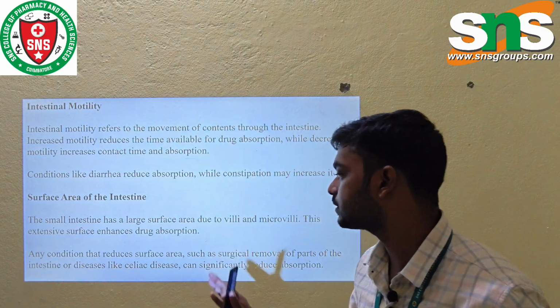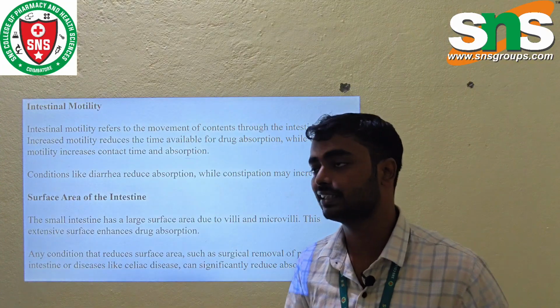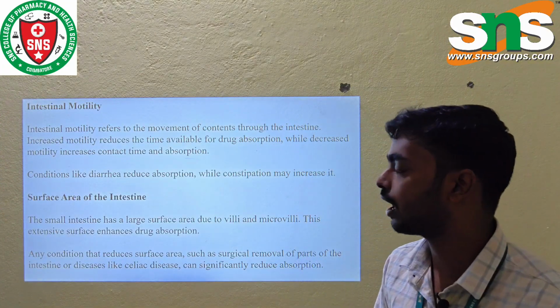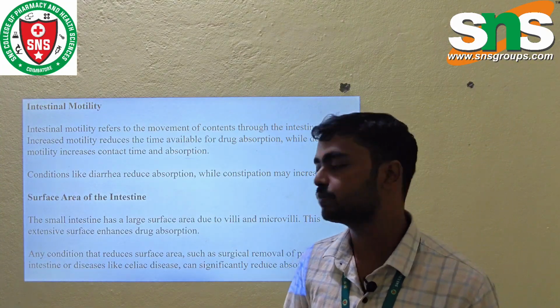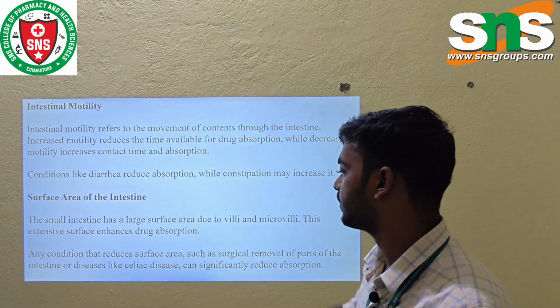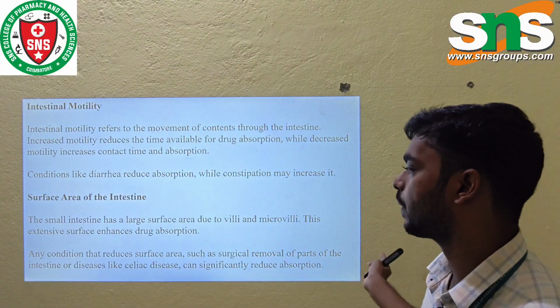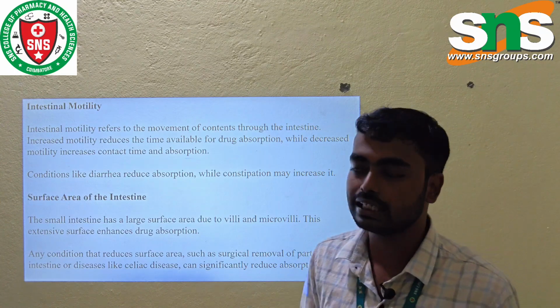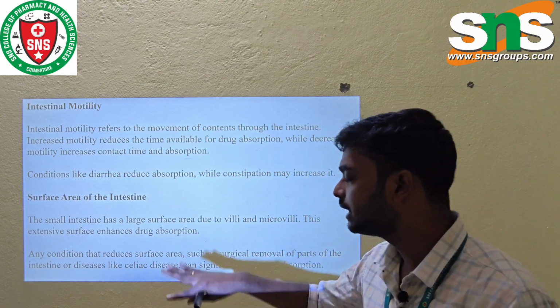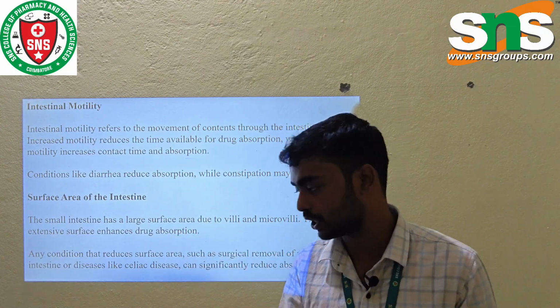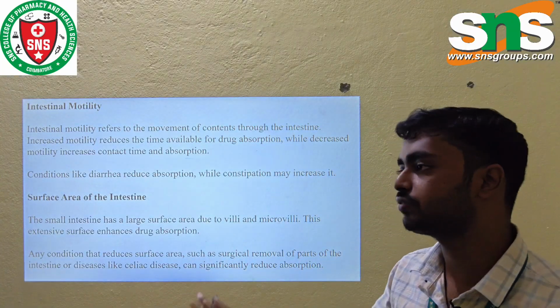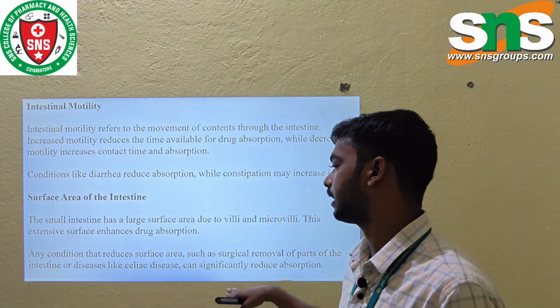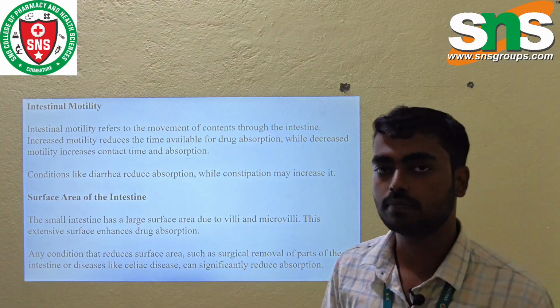Any condition or surgery which reduces the surface area decreases drug absorption, such as surgically removing part of the intestine. If the intestine has cancer, they may surgically remove part of it, so the surface area is reduced and the absorption is reduced. Celiac disease also significantly reduces absorption.